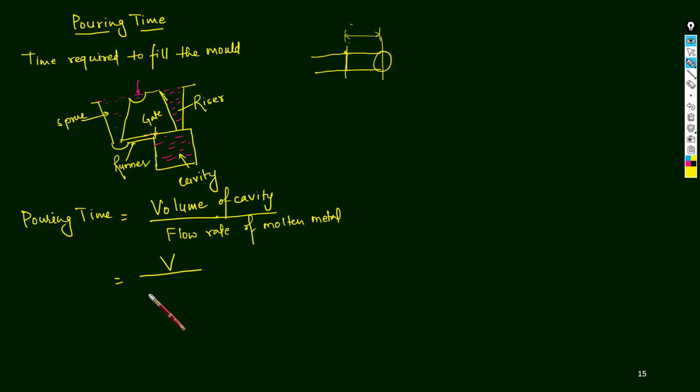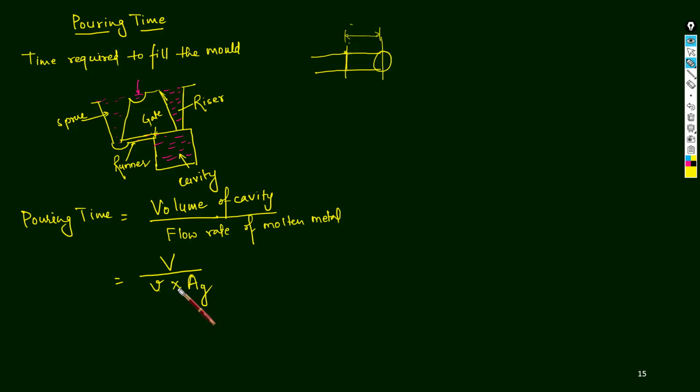So actually we can write velocity, just a small v, into area of cross section. Okay, and here the area of gate we will use, so AG. And this is the V max, the maximum velocity at this point. Okay, so this is the formula for pouring time.